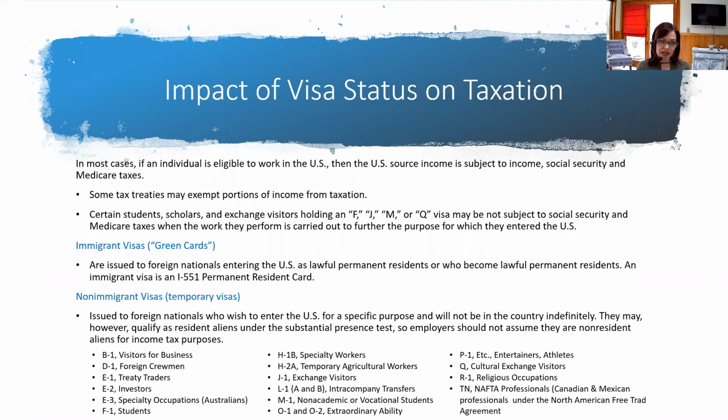Immigrant visas, which are the green cards, are issued to foreign nationals entering the U.S. as lawful permanent residents and who become lawful permanent residents. An immigrant visa is an I-551 permanent resident card. The non-immigrant visas, or temporary visas, are issued to foreign nationals who wish to enter the U.S. for a specific purpose and will not be in the country indefinitely. They may qualify as resident aliens under the substantial presence test. So employers should not assume they are non-resident aliens for income tax purposes.